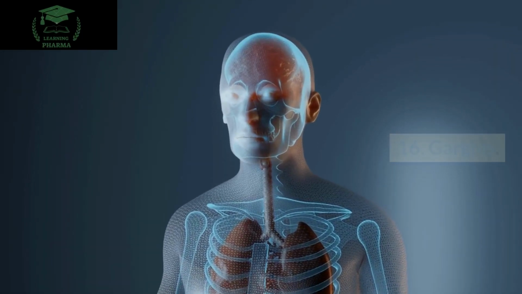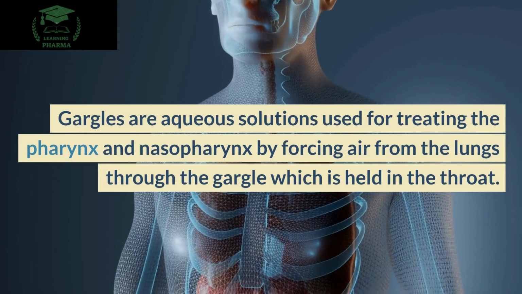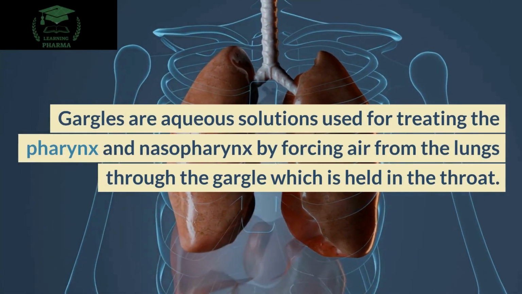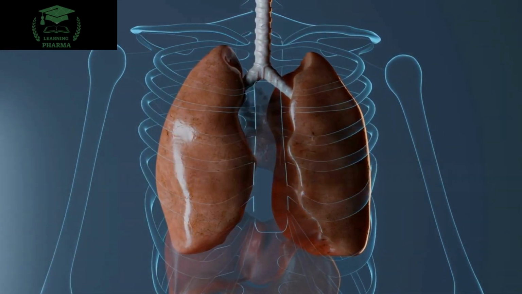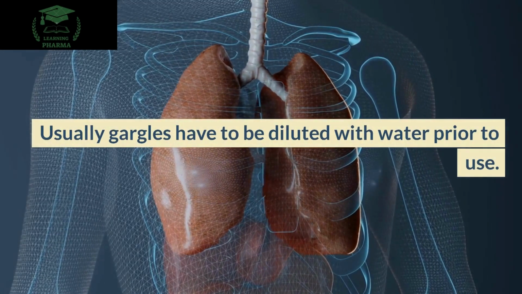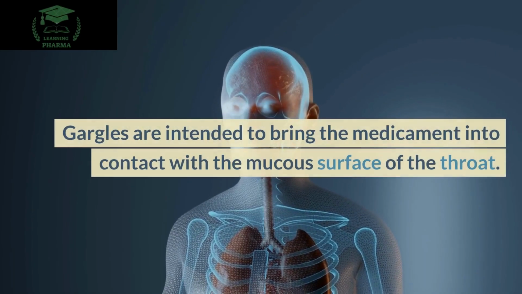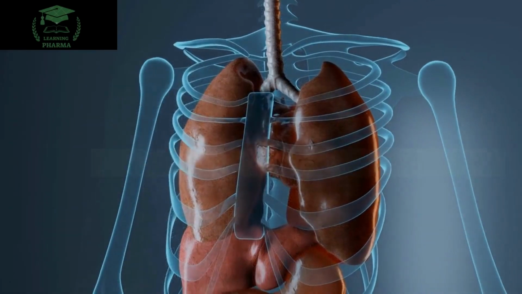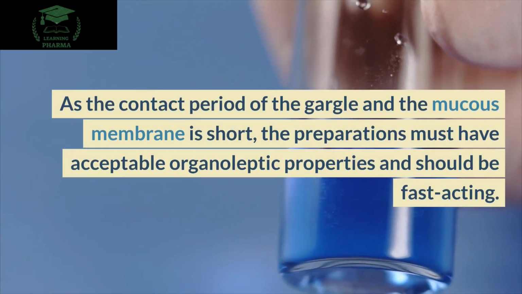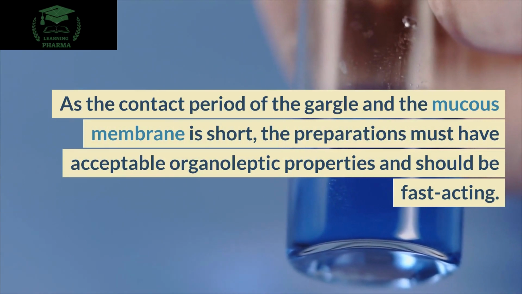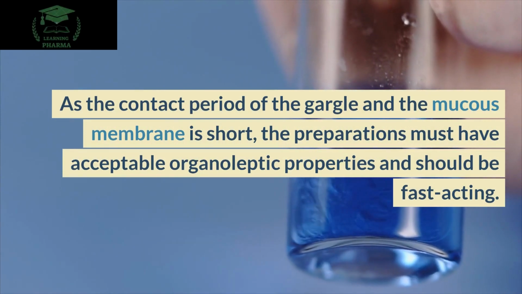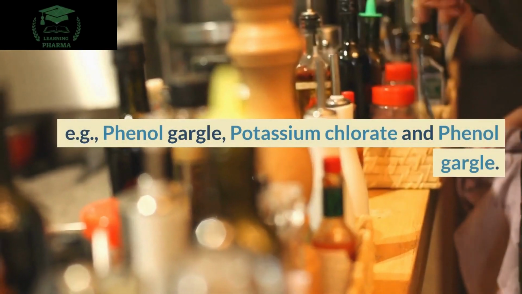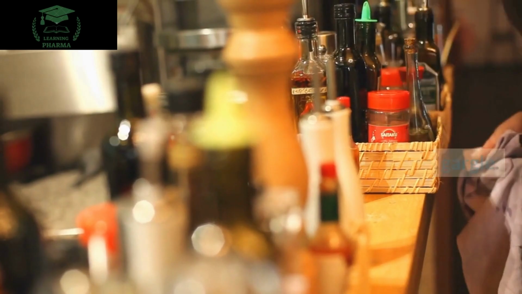16. Gargles. Gargles are aqueous solutions used for treating the pharynx and nasopharynx by forcing air from the lungs through the gargle which is held in the throat. Usually gargles have to be diluted with water prior to use. Gargles are intended to bring the medicament into contact with the mucous surface of the throat. As the contact period of the gargle and the mucous membrane is short, the preparations must have acceptable organoleptic properties and should be fast-acting. E.g., phenol gargle, potassium chlorate and phenol gargle.